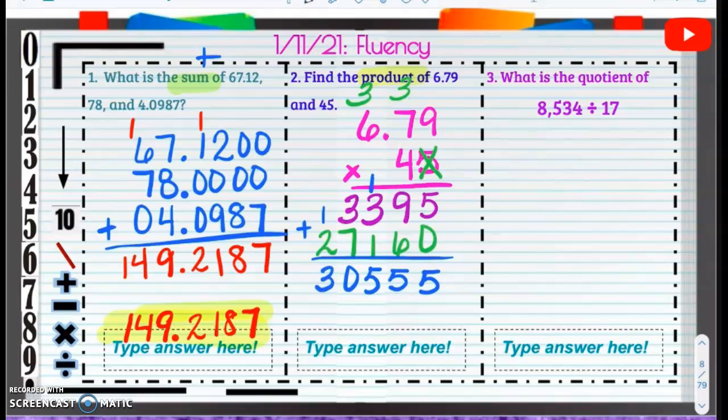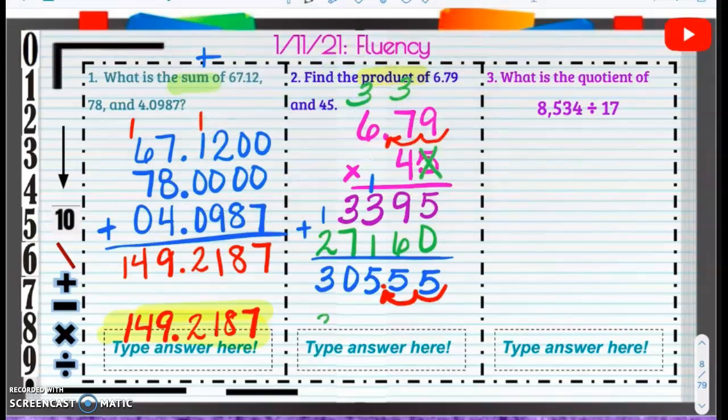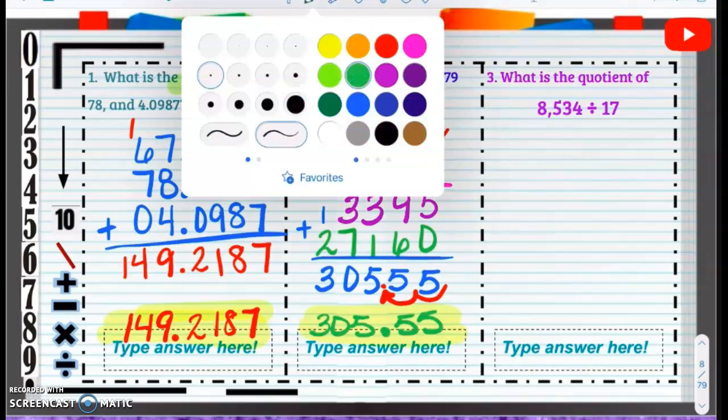So now we are going to factor back in that decimal. So how many spaces? 1, 2 swoops. So we're going to swoop in 1 and 2. So our decimal goes between that 5 and that 5. So our answer is going to be 305 and 55 hundredths. So that's our answer there. Let's take a look at our number 3.